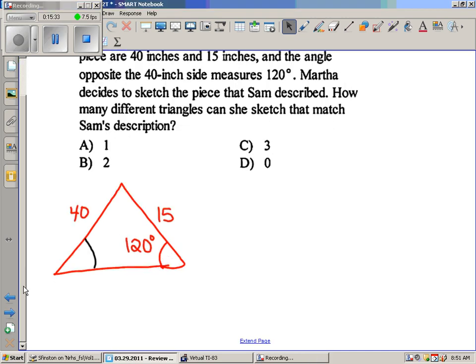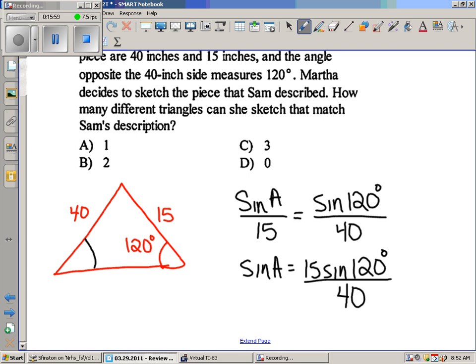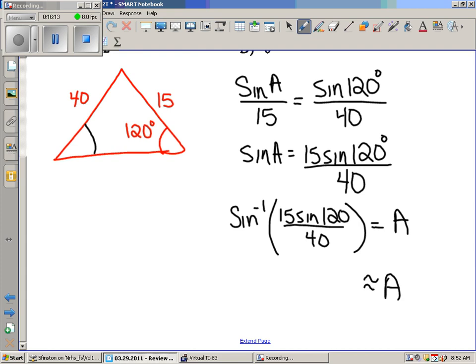All right, let's do it the same way we did it before. Let's do the sine of angle A. The sine of A is to 15 as the sine of 120 is to 40. And so basically what you're going to get is that the sine of A equals 15 sine 120 over 40. Same thing as before, sine inverse of 15 sine 120 over 40 equals A. How much is angle A approximately equal to?